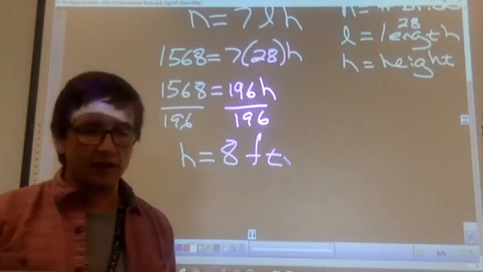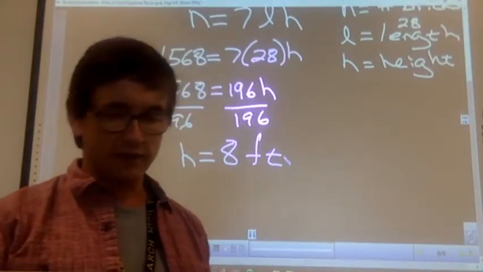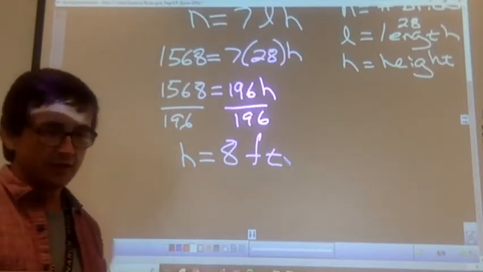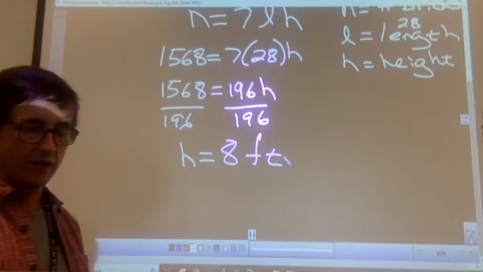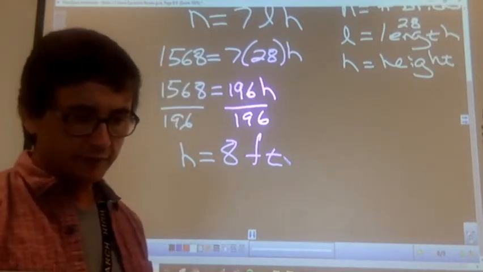How can you tell if units are going to be squared? How many dimensions do you have? Anyone? Write it in the chat. Raise your hand. Do what you got to do. How can you tell if it's units squared? What kind of problem would it be?